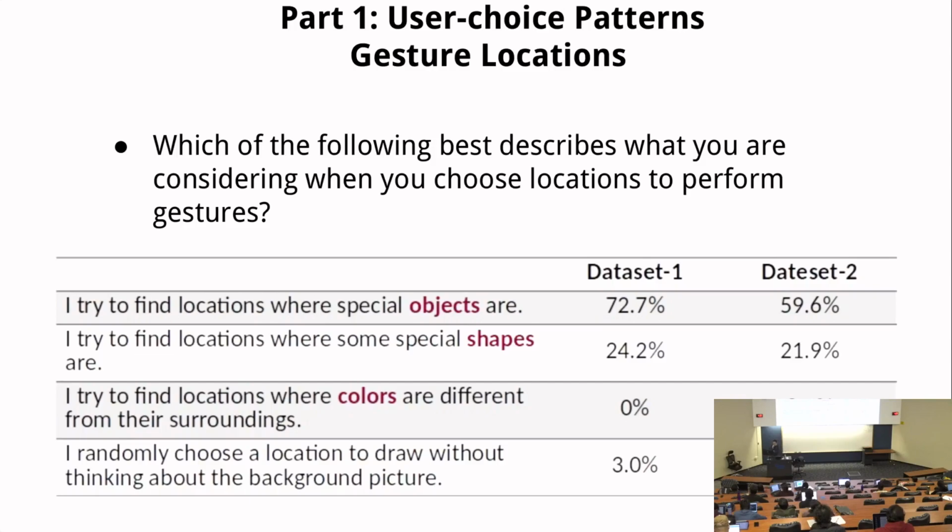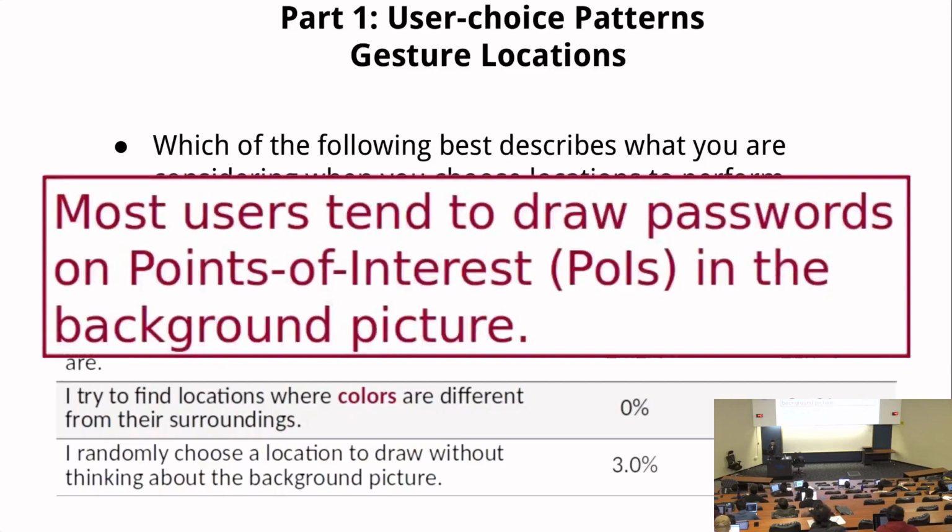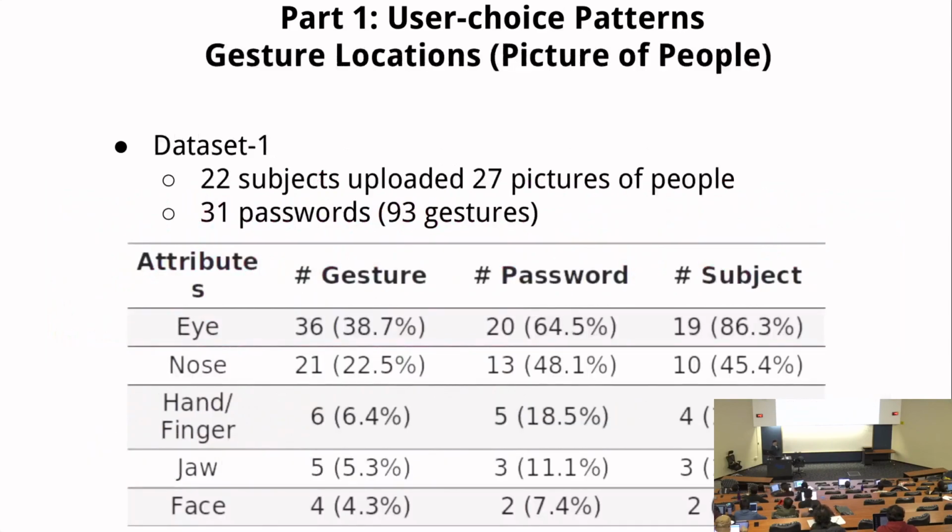Interesting. Anyway, so only a very small number of people claim that they will randomly choose a location to draw without thinking about the background picture. Okay. So technically, that will give you a stronger password, but may not help you remember your password, right? So the conclusion there is most users will draw passwords on some points of interest in the background picture.